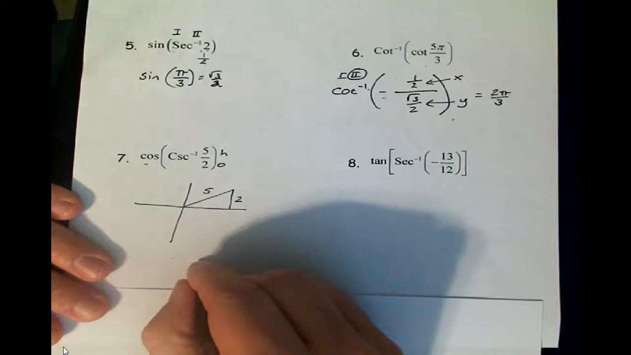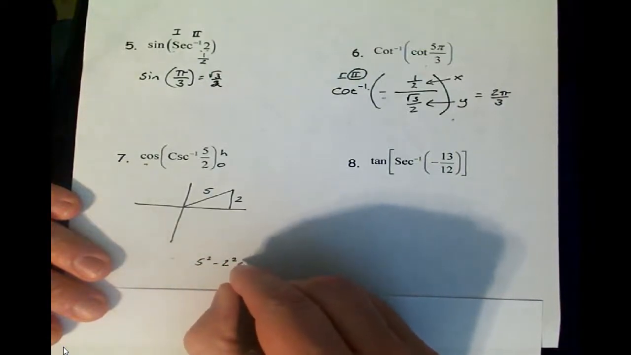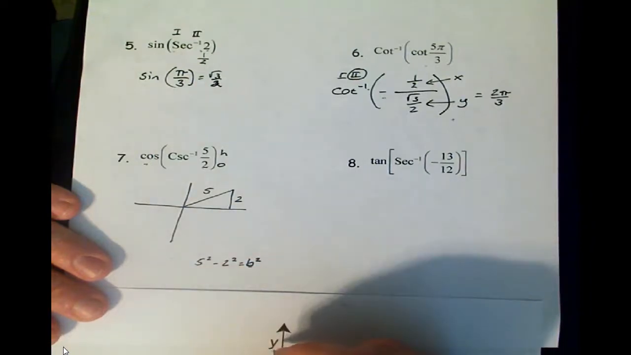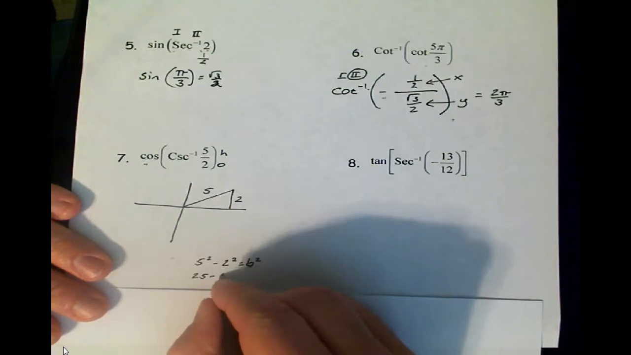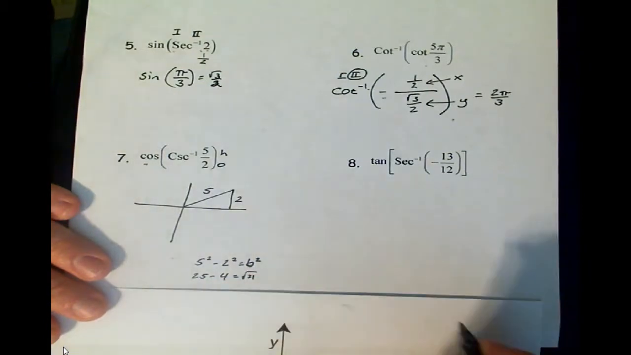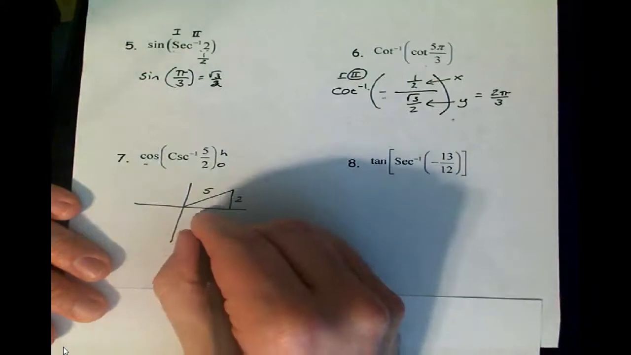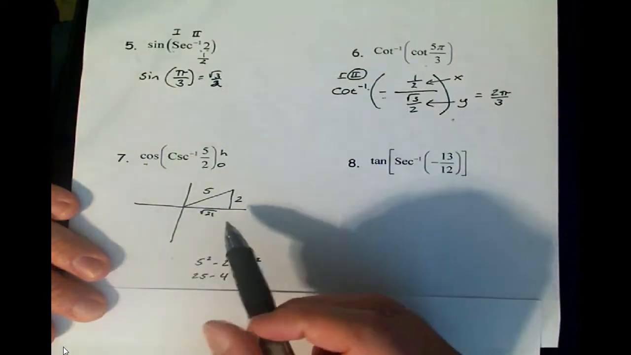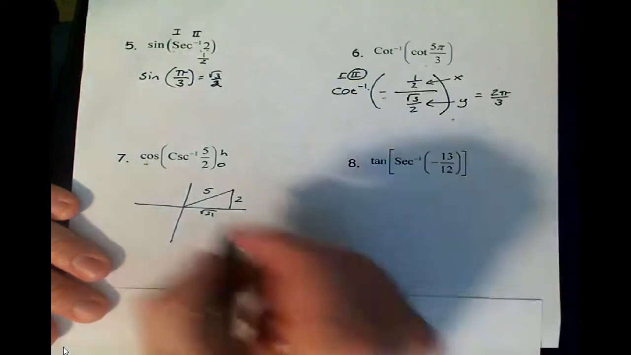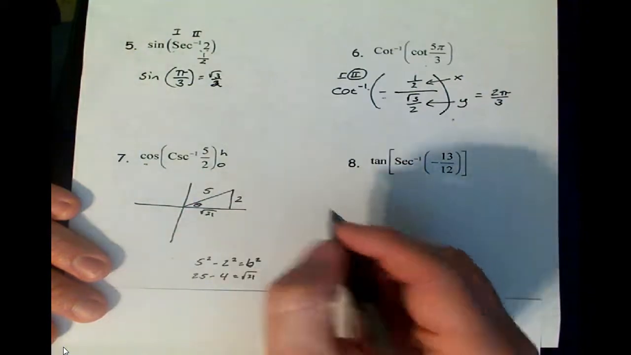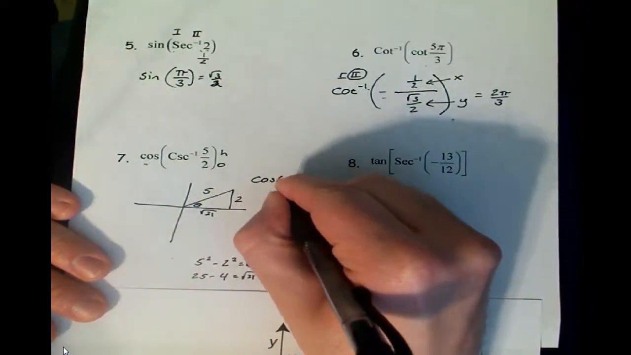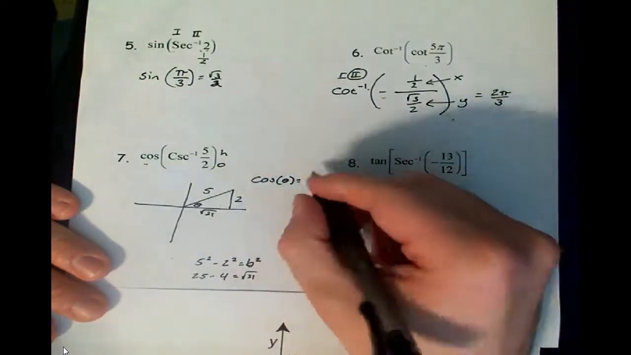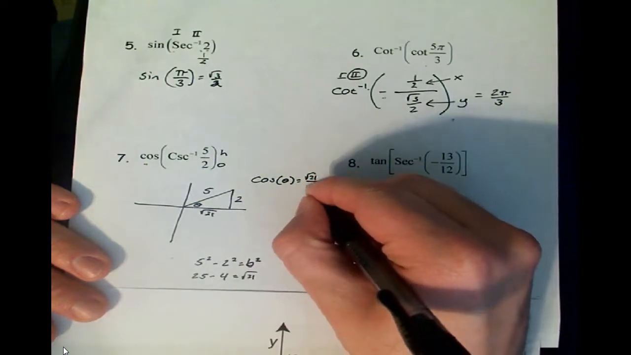Alright, so that is 5 squared minus 2 squared equals b squared. Okay, so 25 minus 4 equals square root of 21. I think we did that one yesterday, right? So square root of 21, not yesterday. The other day. Alright, so this is what I'm given. Remember that finds theta. So now I just need to find out what cosine of theta is. Cosine is adjacent over hypotenuse, so square root of 21 over 5.